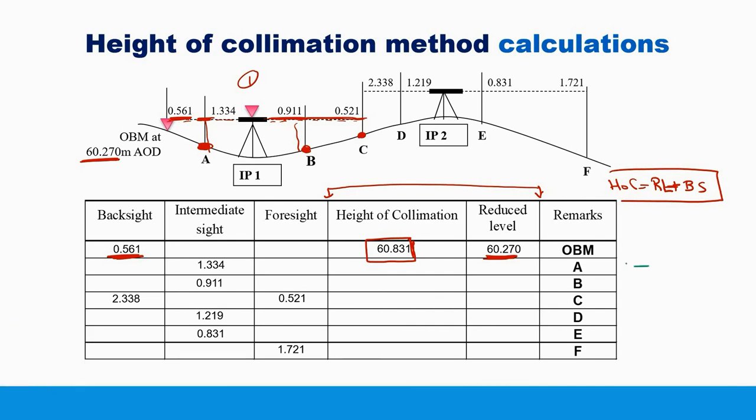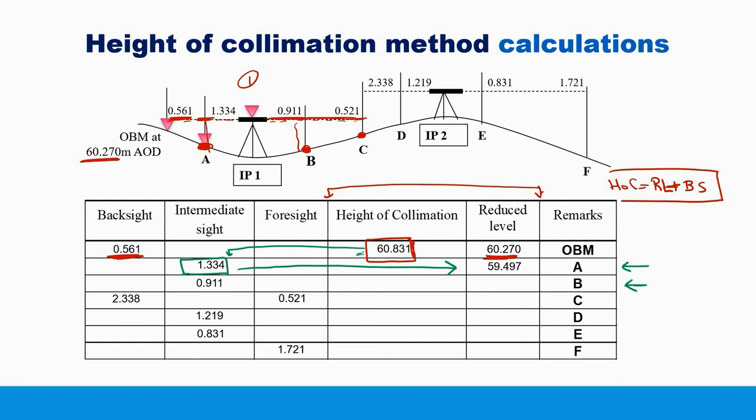So first, to calculate the reduced level of point A, from this height of collimation, guys, we are going to take away this reading, the intermediate sight over A, and then we will get the reduced level of A. So 60.831 minus 1.334, it would be 59.497.